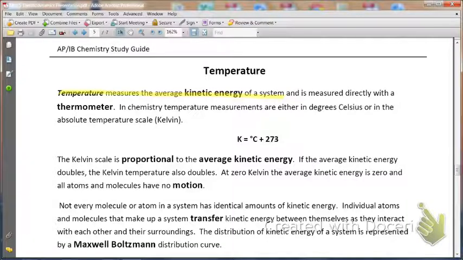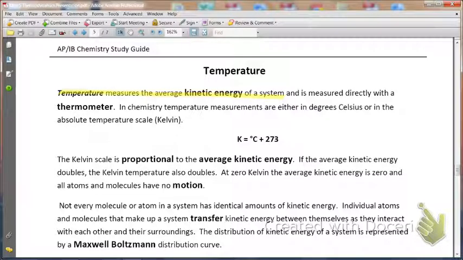Kinetic energy is part of the total energy, the internal energy of a system, and it is kinetic energy that gives atoms and molecules the energy they need for motion, to move. All right, and of course, temperature is directly measured with a thermometer. In chemistry, temperature measurements are either in degrees Celsius or in the absolute temperature scale, which we call the Kelvin scale.